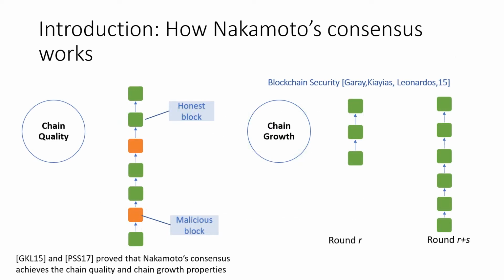To formalize this intuition, Garay et al. proposed three main security properties of blockchain protocols, which are common prefix, chain quality, and chain growth properties. The chain quality property means that any large enough chunk of an honest player's chain will contain some blocks from honest players. And the chain growth property means that the chain of any honest player grows at least at a steady rate.